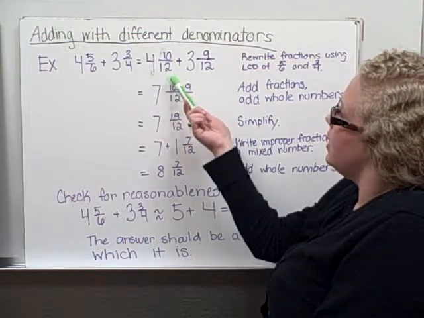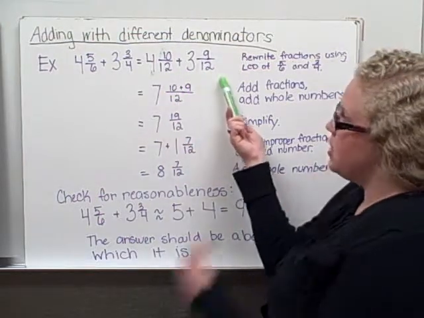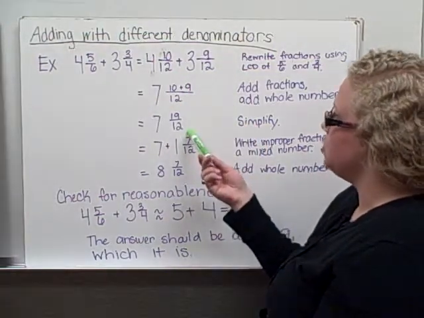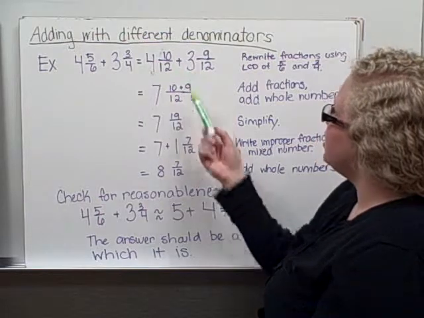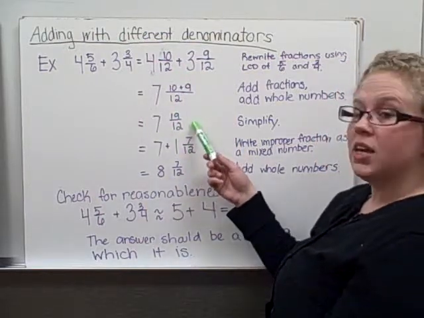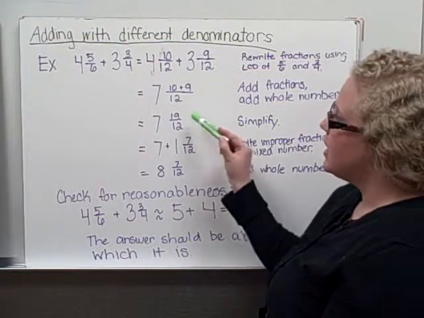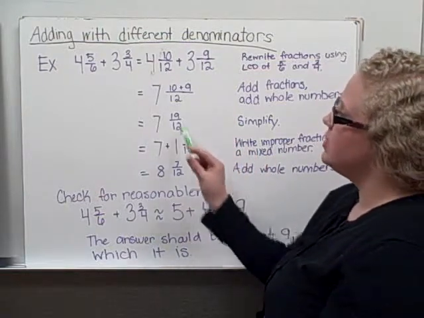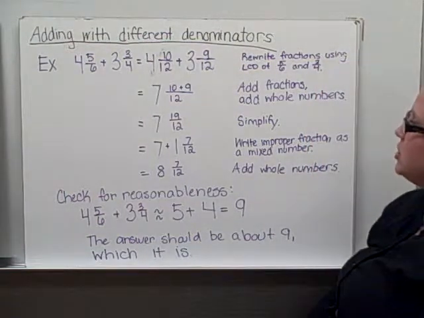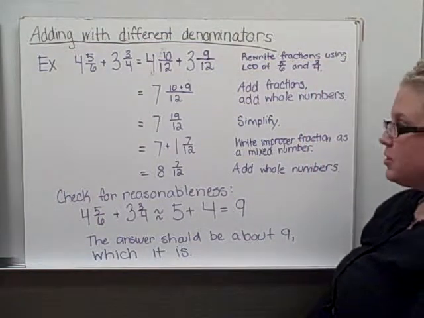Now we can add the fractions since they have the same denominator. 10/12 and 9/12 is 19/12, and 4 and 3 is 7. 7 and 19/12 looks like our answer, but 19 is greater than 12. So 19 over 12 is an improper fraction, and we don't want to deal with improper fractions, so let's change it to a mixed number.